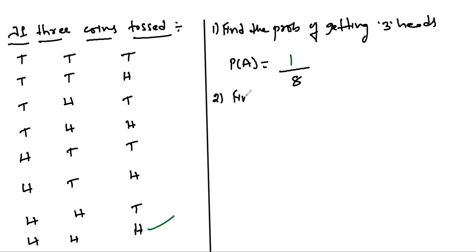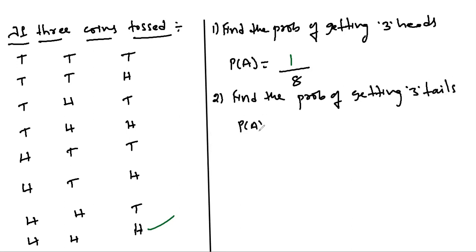Next. Find the probability of getting three tails. P of A is equal to total is 8. Find the probability of getting three tails, right? Three tails, how many are there? Only one. Again, 1 out of 8.